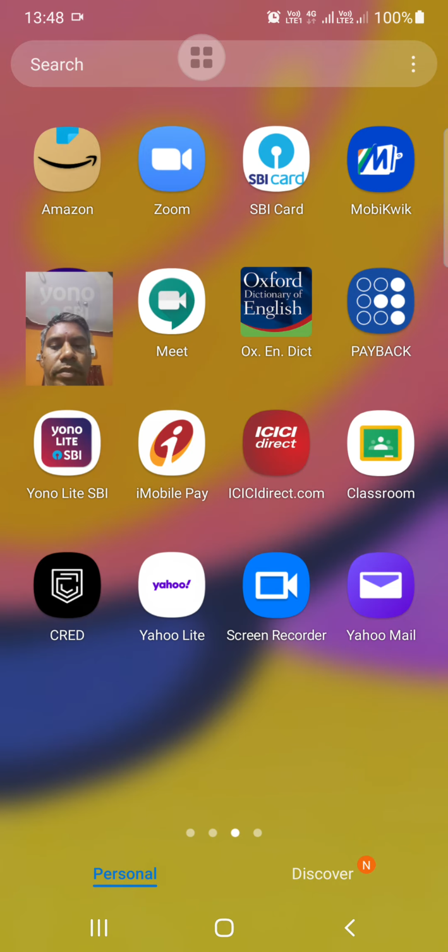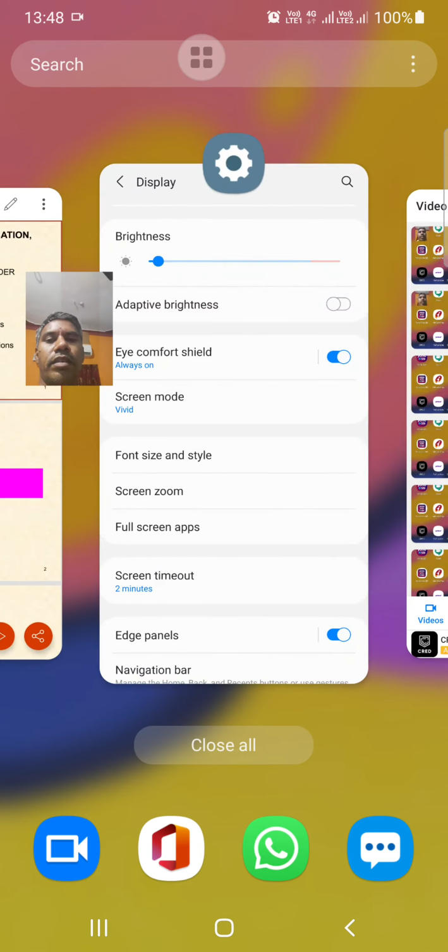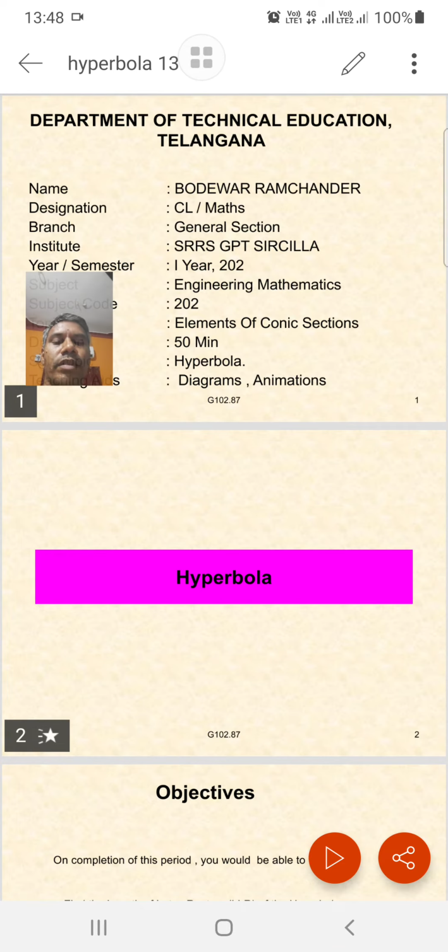Dear students, today we will learn about hyperbola. In previous classes, we discussed conic sections. In those conic sections, we learned parabola, ellipse, and now hyperbola. In earlier classes, we discussed what a hyperbola is, how it is formed, what the standard equation is, and what the elements of the hyperbola are.